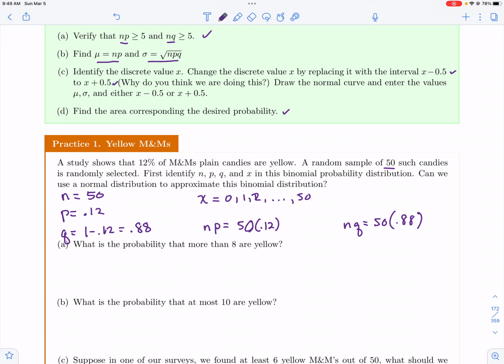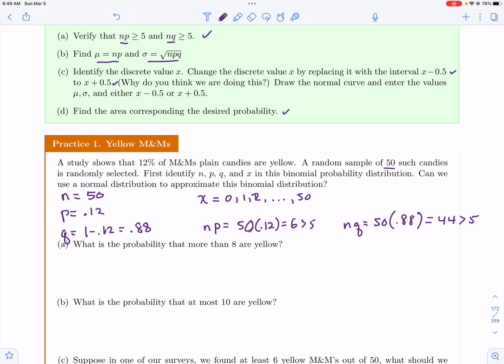All right, so 50 times 0.12 is 6, which is definitely greater than 5. And then 50 times 0.88 is 44, which is clearly bigger than 5. So in this case, we can use our normal CDF as a way to approximate this binomial distribution. Remember, we could do this whole thing using binom PDF and CDF. I'm just showing you this is a nice example of how you can use the normal CDF for this.